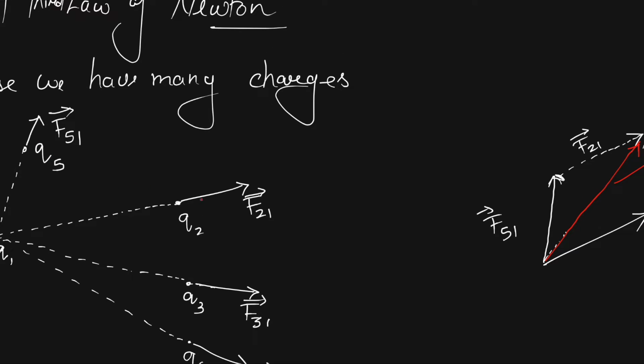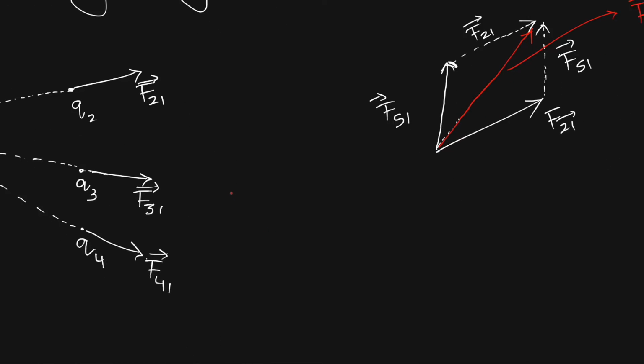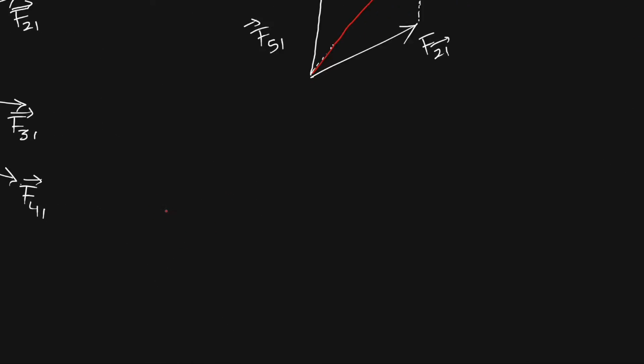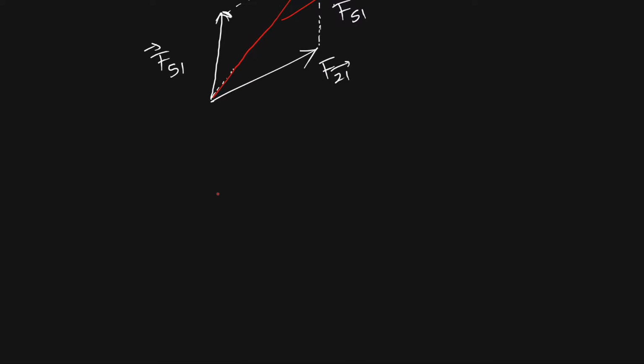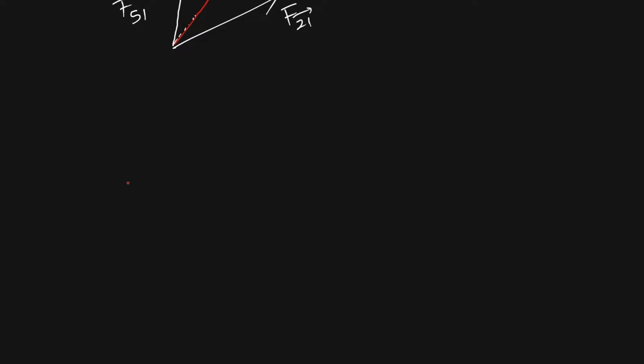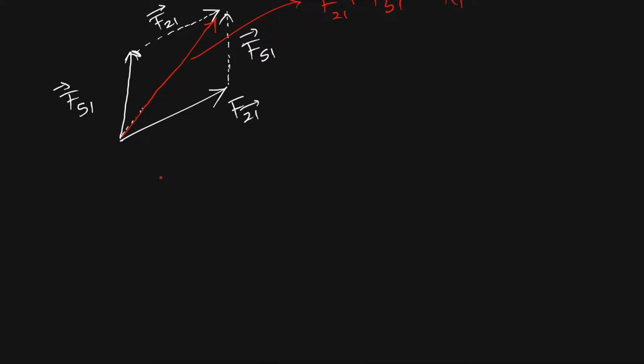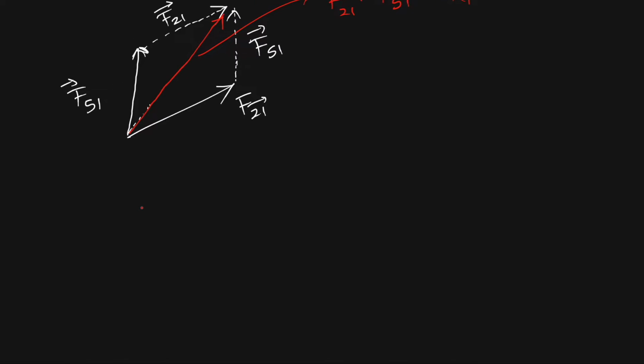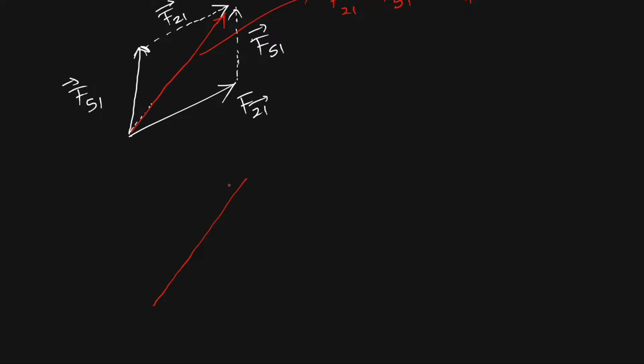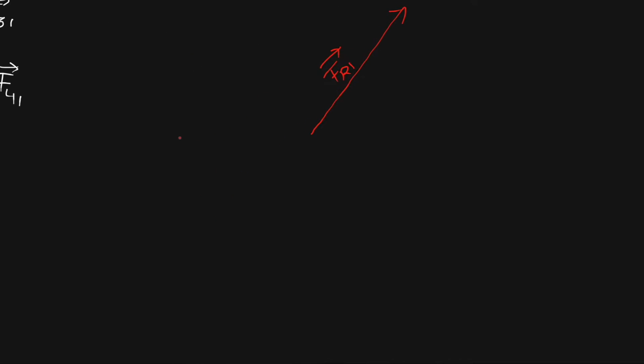We have found the resultant of the F1 vector and the F2 vector, and these two are remaining. Then again I take the resultant. Let's suppose I can move the resultant here in this direction, the FR1 vector.